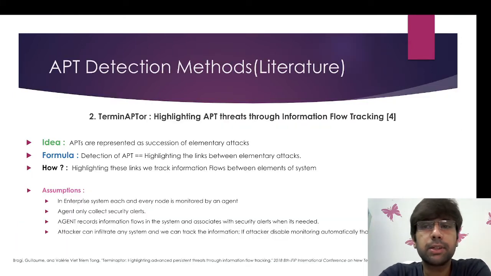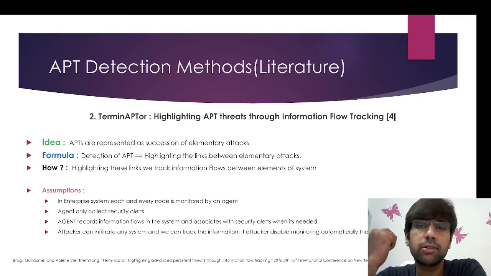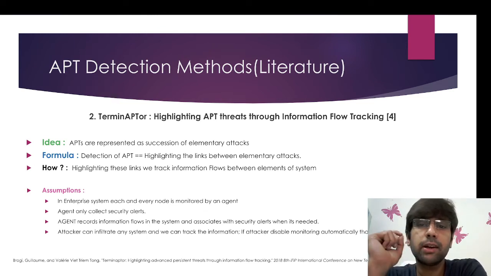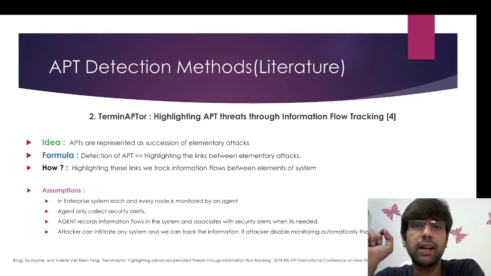In Terminaptor, the high level idea of the researchers is that APT events are represented as a succession of elementary attacks. So the basic idea is that detecting APT means highlighting the links between these elementary attacks. This is the basic principle behind this Terminaptor APT engine. So the question is, how do we track these links between the elementary attacks?